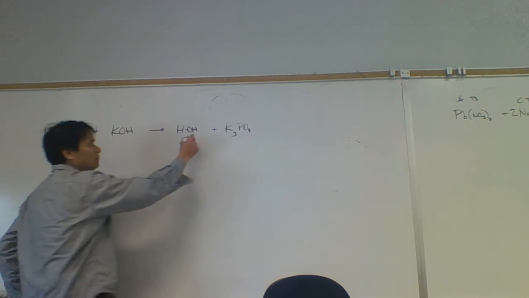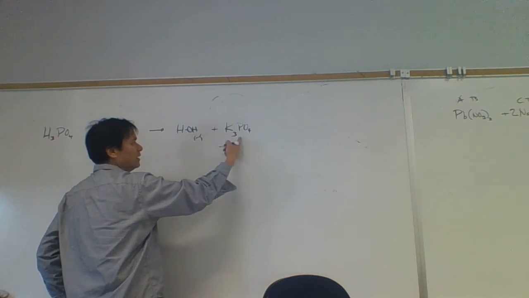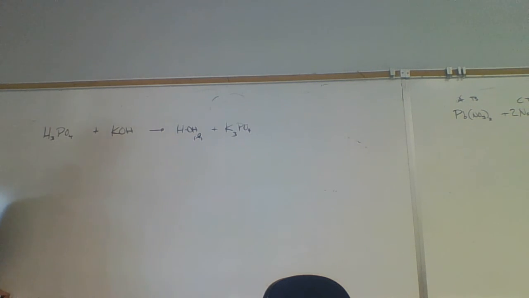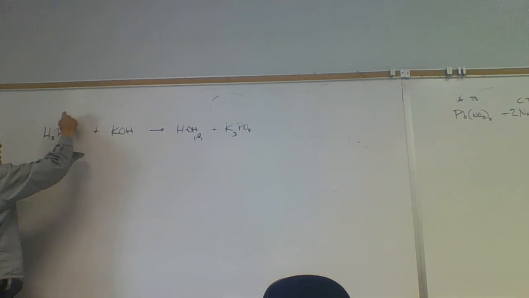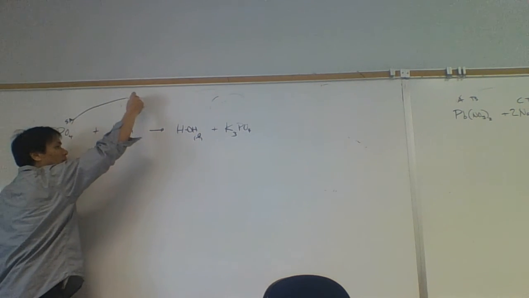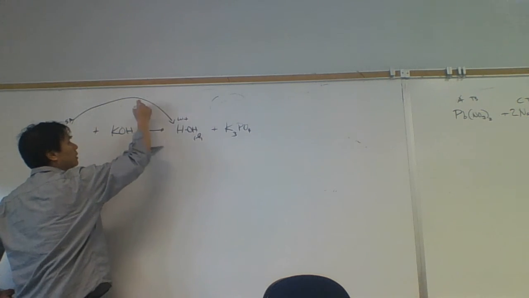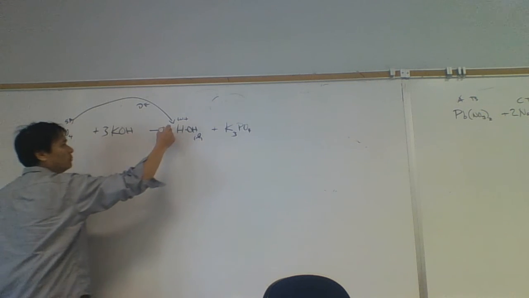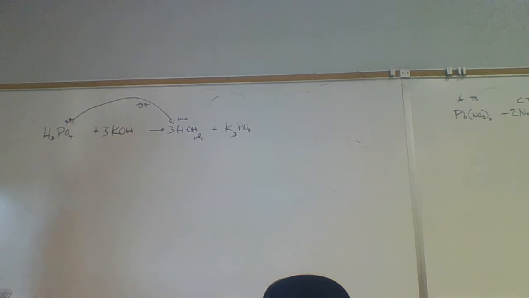And so do we have a driving force here? Well, water is a liquid, and potassium phosphate is soluble. All group 1 salts are soluble. And so is there a driving force for this? Yes, there is. Actually, what is it? Stronger acid. So this is our stronger acid, phosphoric. What's our weaker acid? Water. So we do have a driving force. So we'll balance it. I'm going to need 3 KOHs and 3 waters to balance it. So that was metathesis.